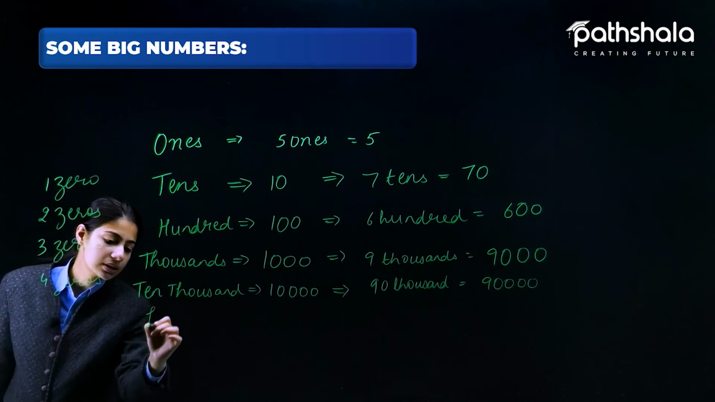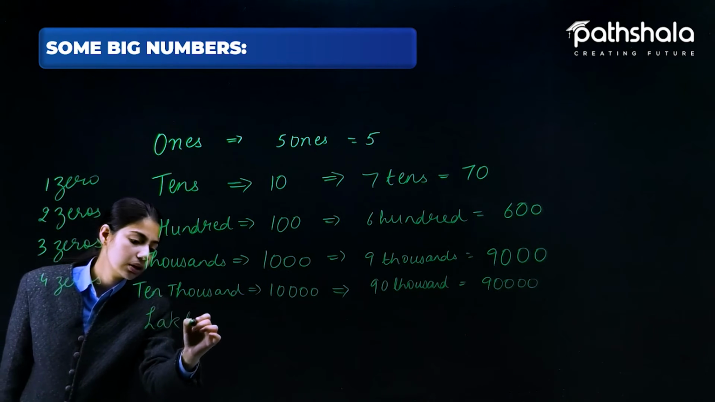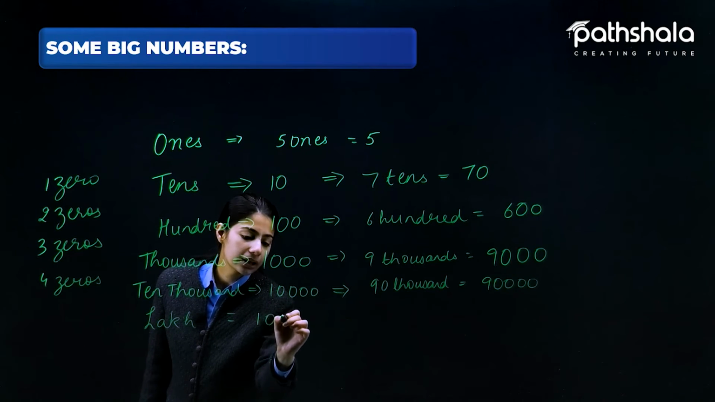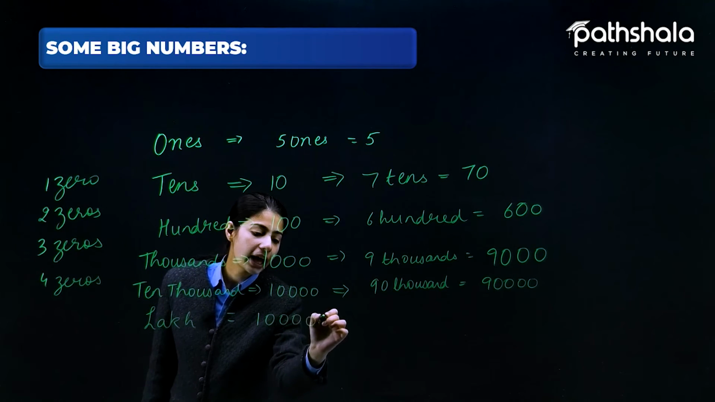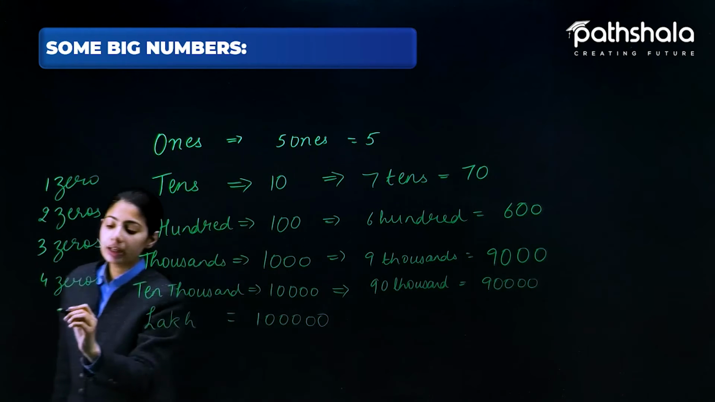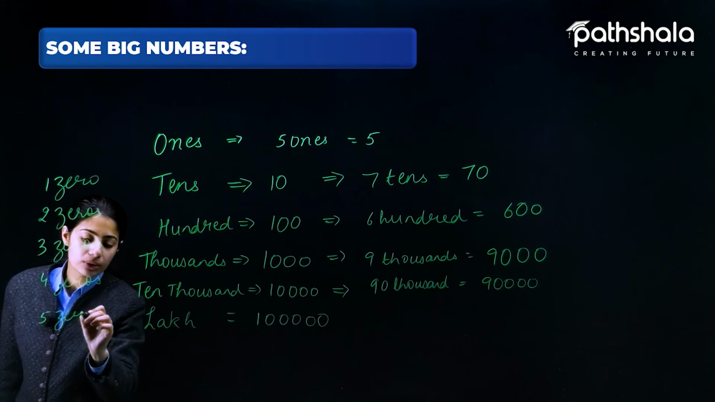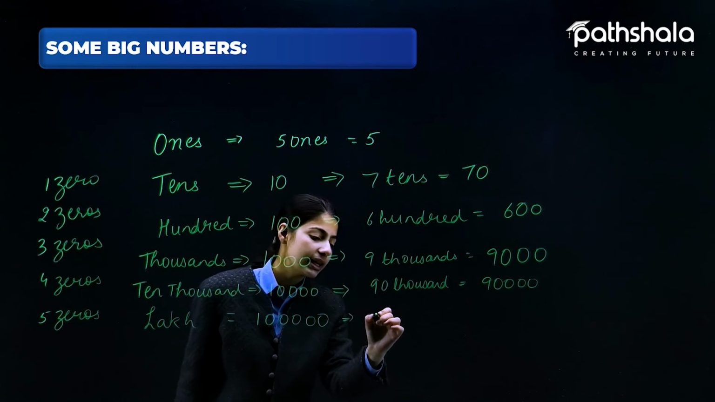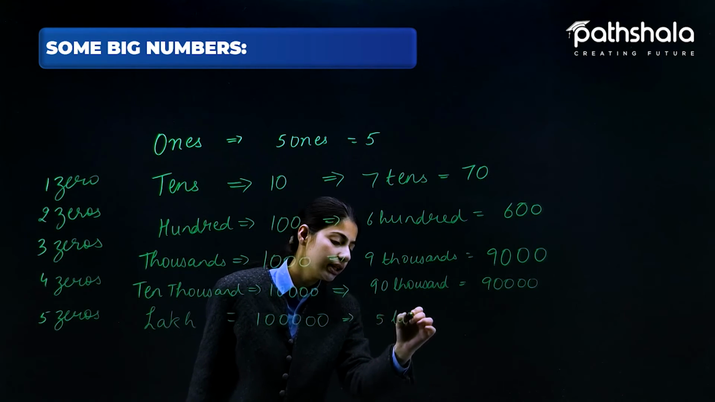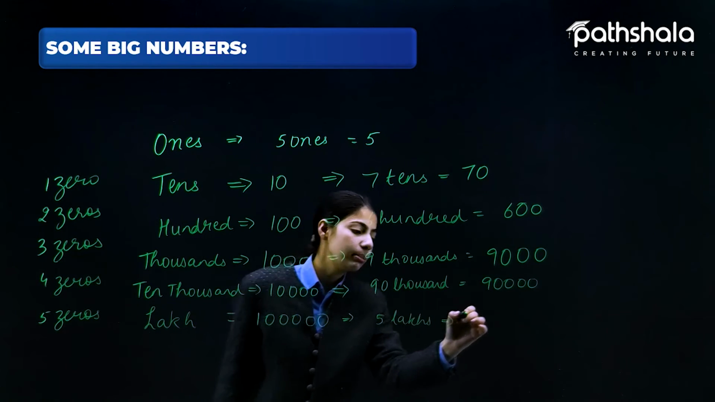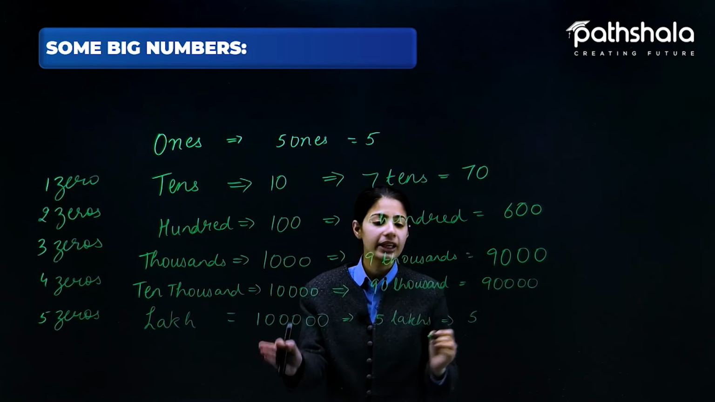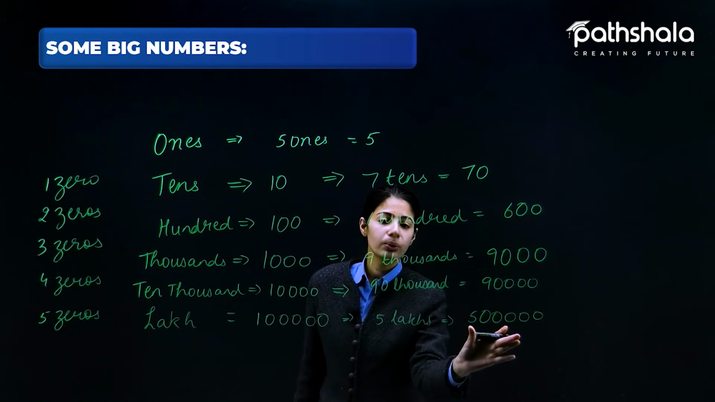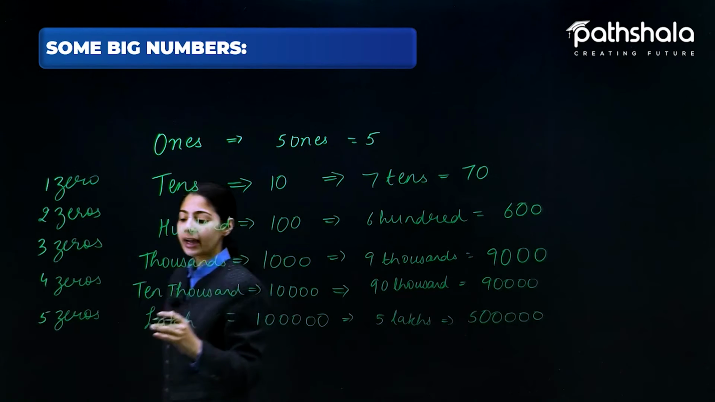So next comes lakh. So in lakh, there are 5 zeros. 1, 2, 3, 4 and 5. So there are 5 zeros in lakh. For example, if I say 5 lakhs, so this will be 5 with 5 zeros. 1, 2, 3, 4 and 5. So we call it 5 lakhs.